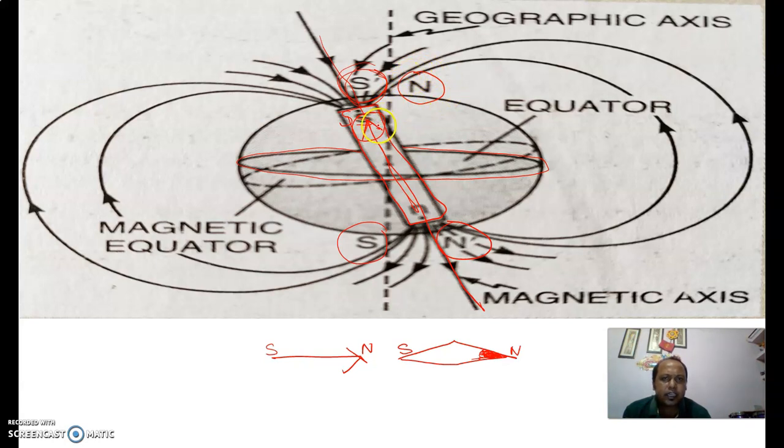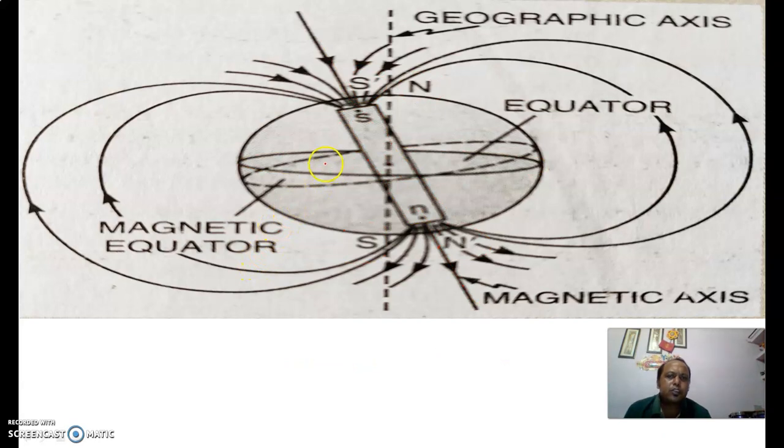So I think you can understand this. The freely suspended magnet will have a north pole here, the north pole of the freely suspended magnet, and this is its south pole. I hope this is clear to you. Here the dotted line shows the geographical axis, and the line which passes through the south and the north of the Earth's magnet represents the magnetic axis.